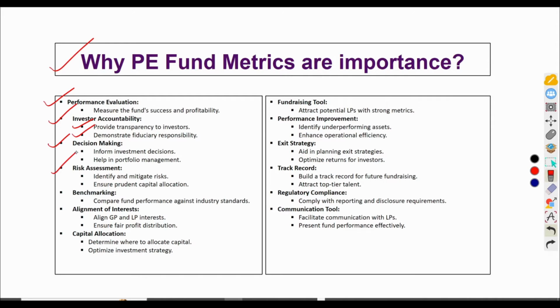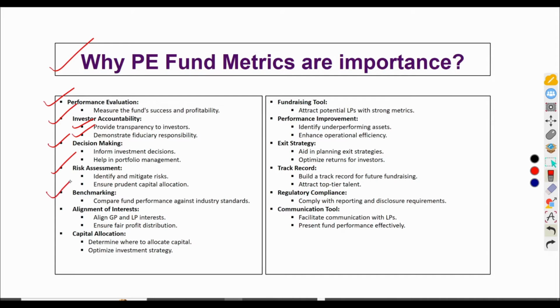Then another point is risk assessment. If you are not able to identify the risk, or not able to ensure the capital allocation, how as a fund manager can you achieve the best mark? You won't be able to, and that's what metrics will help you with: identify and mitigate the risk. And apart from that, how you can allocate capital to the different asset classes effectively. So metrics will help you for that.